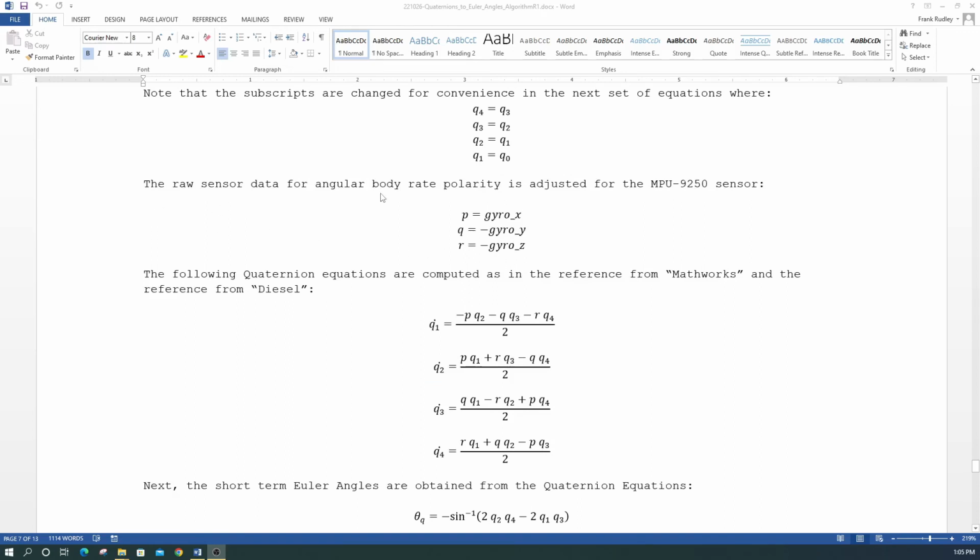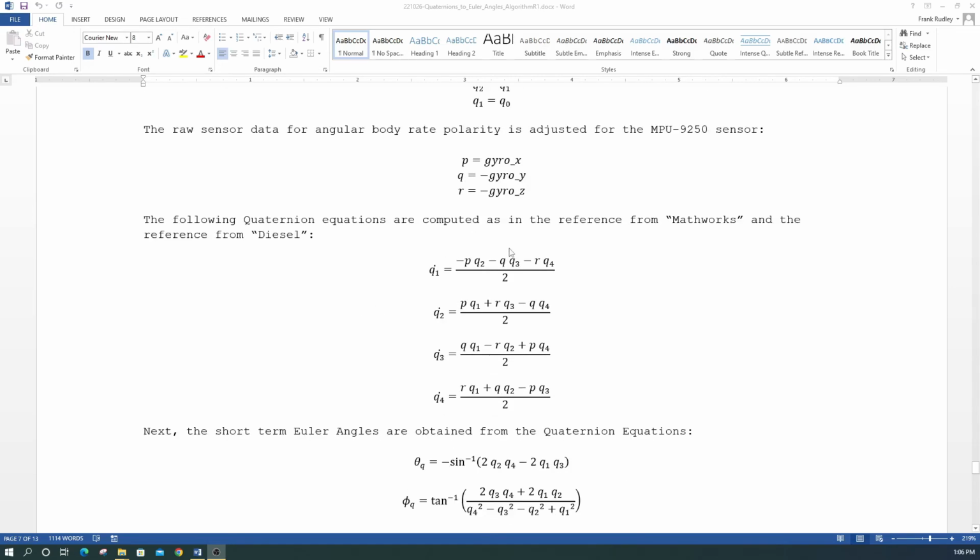So the raw sensor angular body rate polarity is adjusted for the MPU 9250 sensors. All I had to do is negate Q and R because their vectors are pointing in the opposite direction when you look at the data sheet for the MPU 9250. So P, which is roll rate, I was able to feed directly in from the gyro X, and for Q, pitch rate, I had to negate the Y axis to get that into the standard aircraft polarity scheme. And for yaw rate, all I had to do is negate the Z axis.